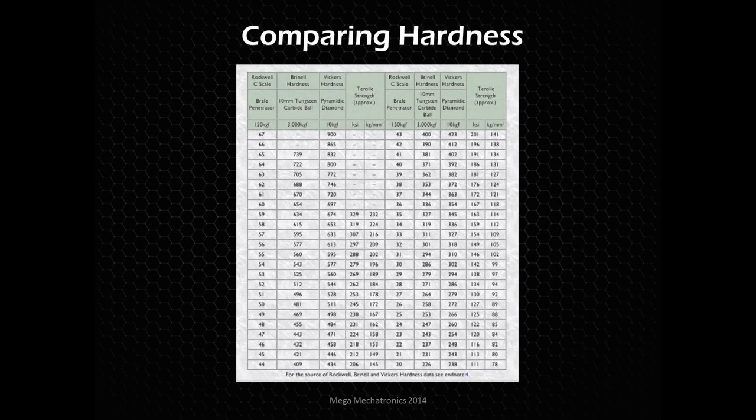And you can even compare the hardnesses. If you have two different materials and you're Googling the charts, you can take a Rockwell C measurement and cross-reference that to Brinell or Vickers. And you would just want to Google the comparison charts or the cross-reference charts.